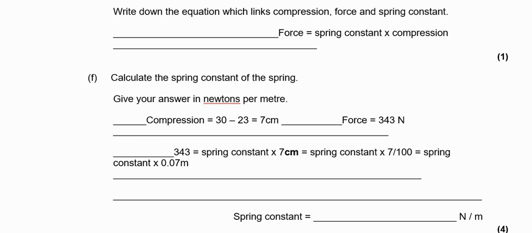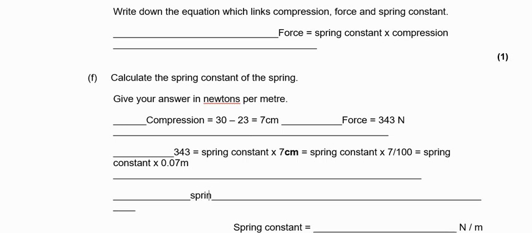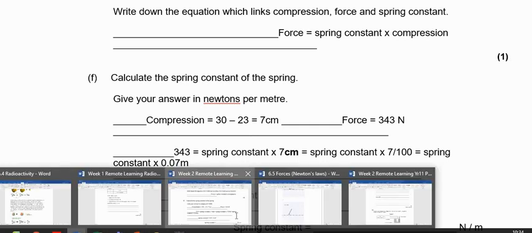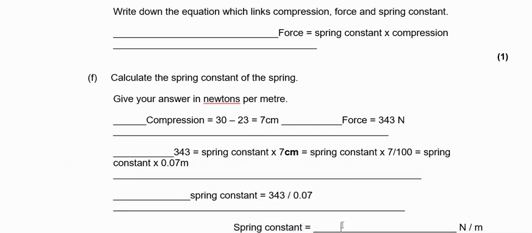Now that we've done this, we can finally rearrange. So my spring constant is equal to 343 divided by 0.07. As ever, I need to go to a calculator to work out the answer. And I get 4,900 exactly.